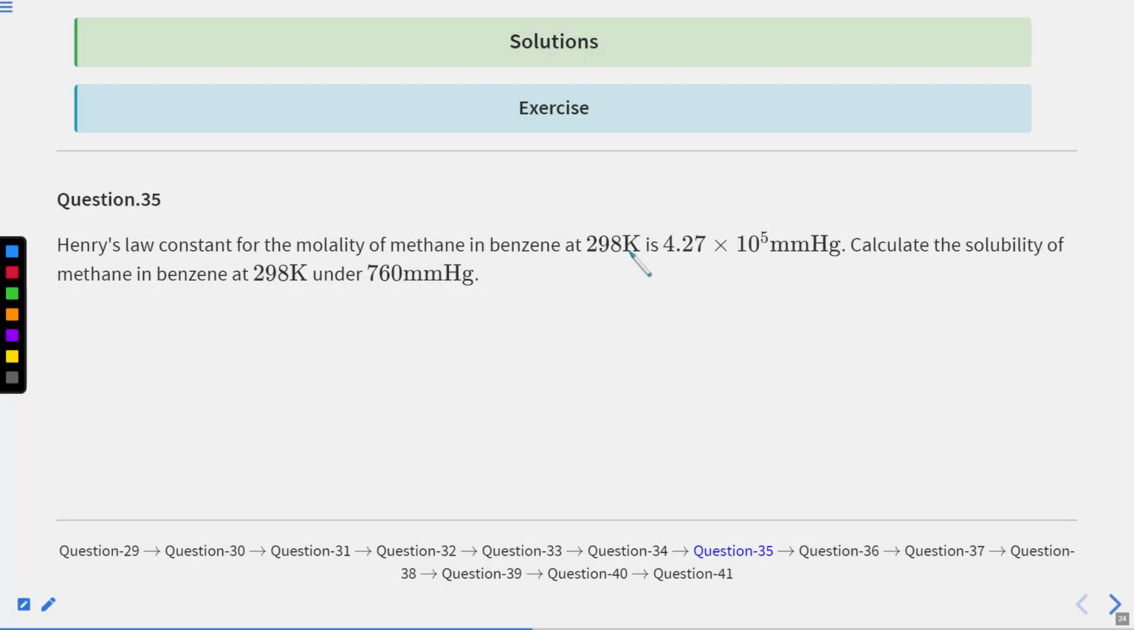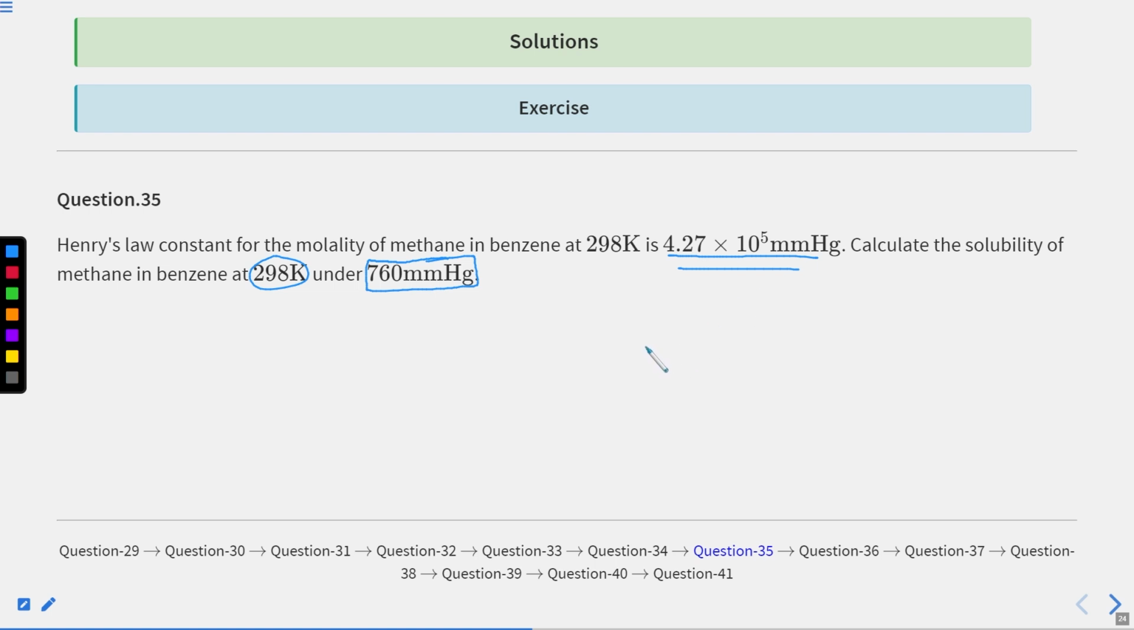So let us continue with the exercise of solution. The question says we have to calculate the solubility of methane in benzene at 298 Kelvin and under 760 mmHg. We are given the Henry law constant at that temperature, that is at 298 Kelvin, which is equal to 4.27 into 10 to the power 5 mmHg. Now we have to calculate solubility.